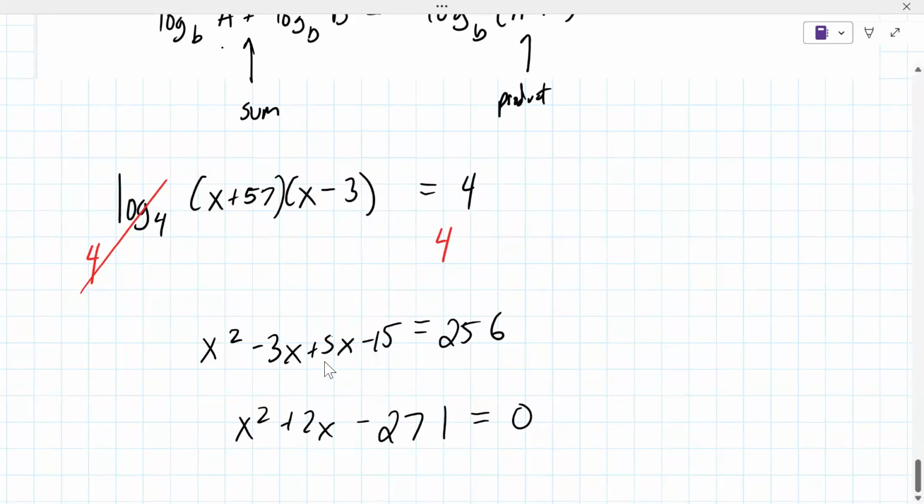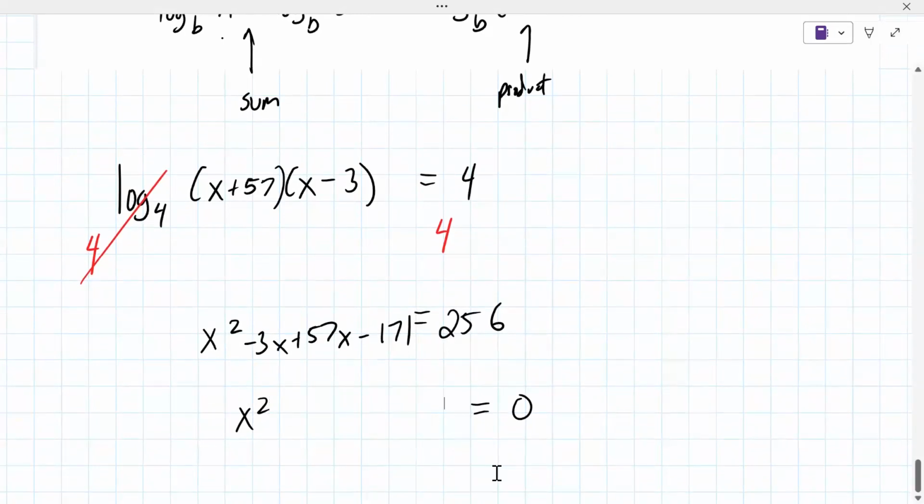So this ends up being, just fix this right here. Oh boy, that's so bad. All right, minus 3x plus 57x minus 171. So this becomes plus 54x. And then we move that 256 to the other side. So let me check and see if this worked. Minus 427. I don't know. That doesn't seem like it's any better. All right, so that does work out.